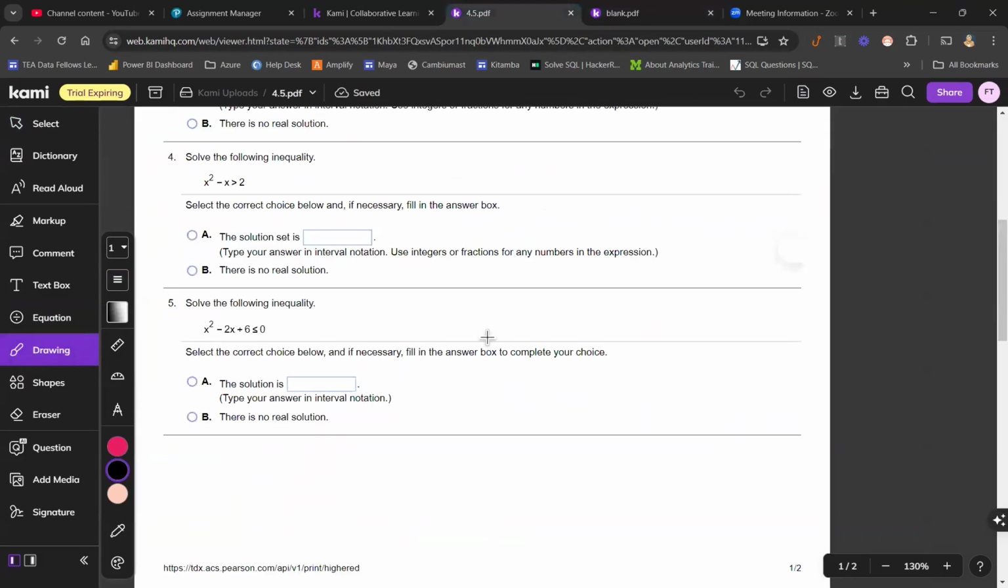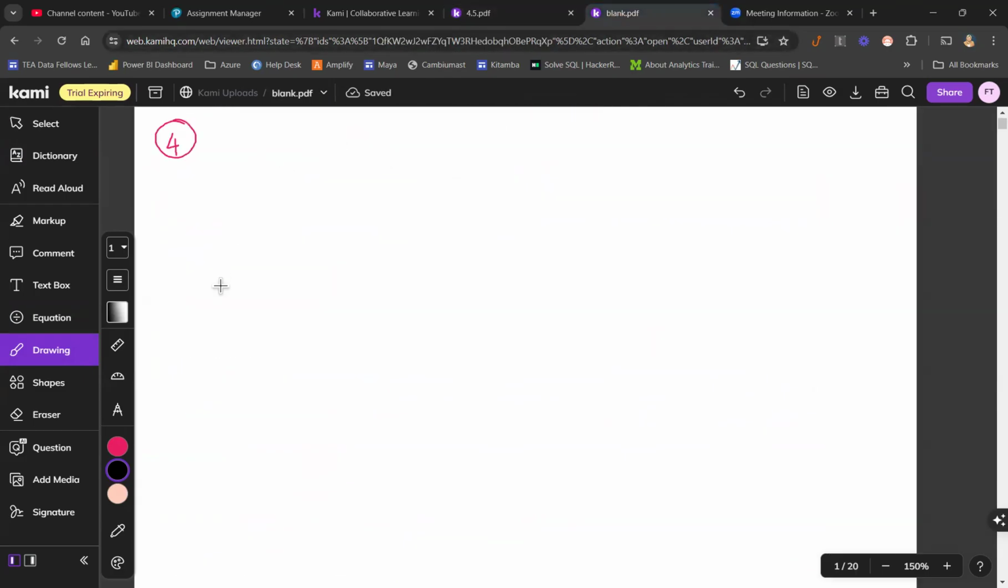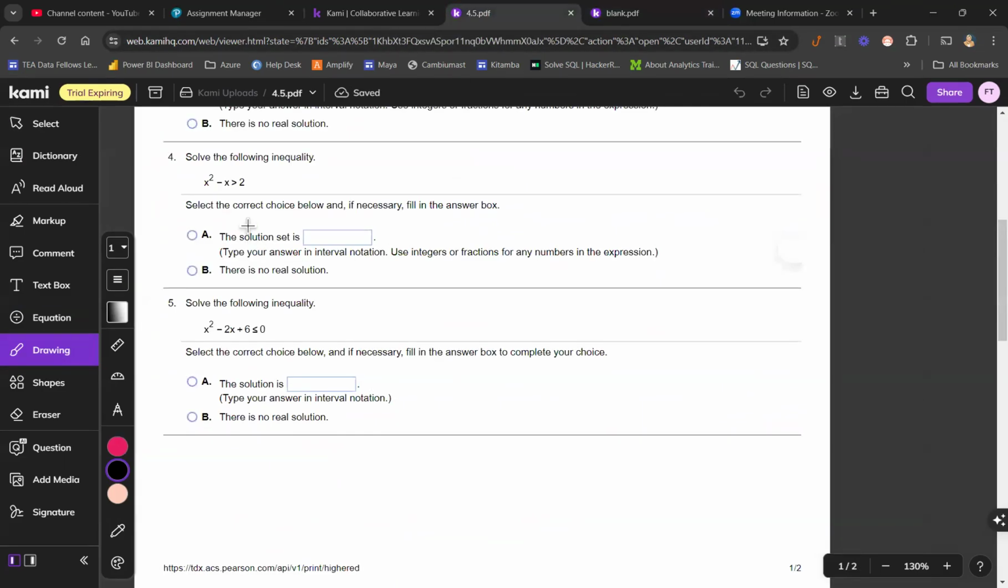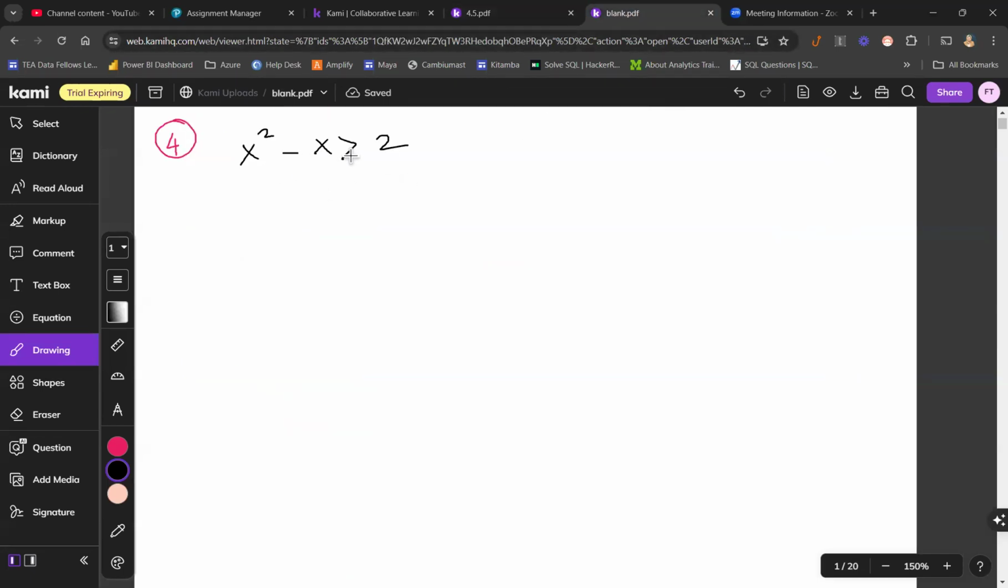what we are given is x squared minus x is greater than 2. The question is to solve this inequality and choose the correct solution set. Now, this is a quadratic inequality, so the first step is to keep the x squared minus x here, but move the 2 to the other side as -2, and make this greater than 0. So this is how we set it equal to 0 first.